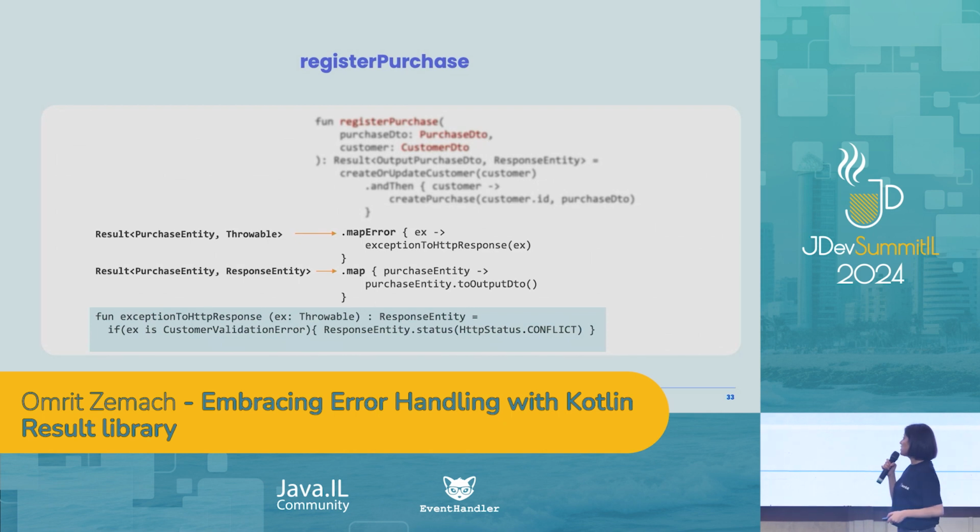andThen returns us a result with either purchase entity or throwable. The mapError, in case the result encapsulates the throwable, will run its transformation function and transform it to the corresponding HTTP response. In case of success, the map will get the result with the purchase entity, and will run the transformation function that will map the purchase entity to an output DTO.